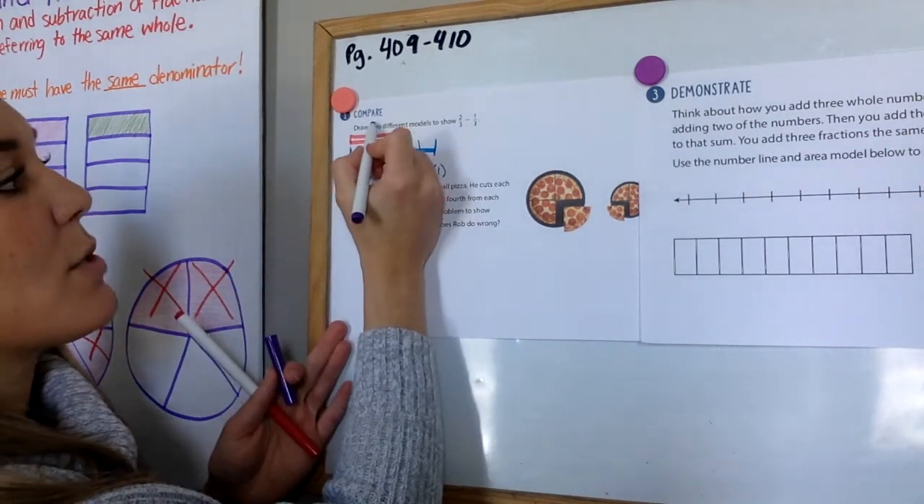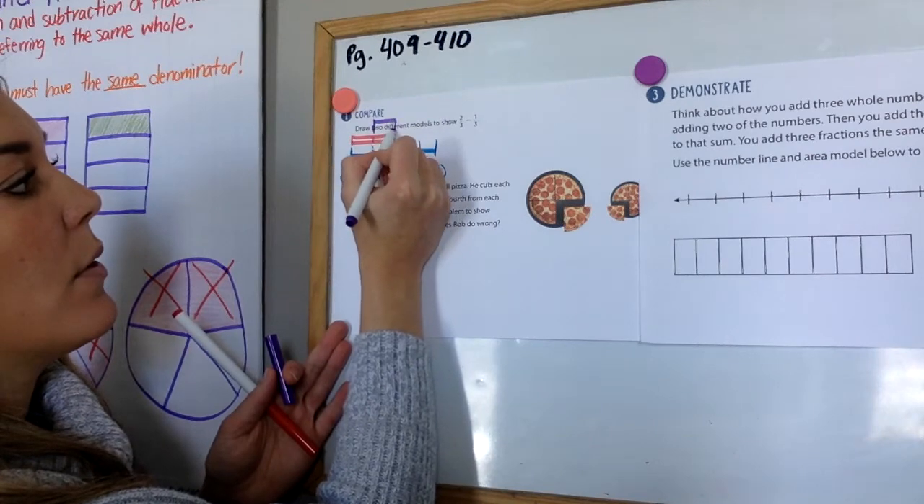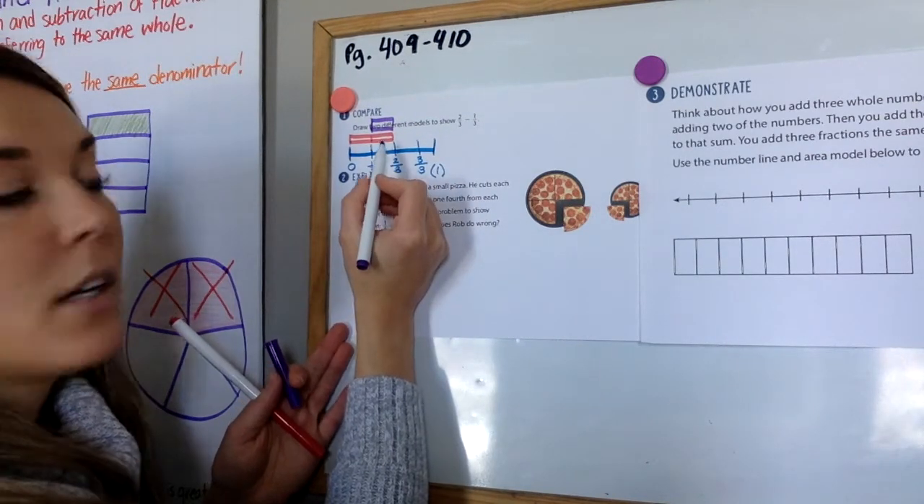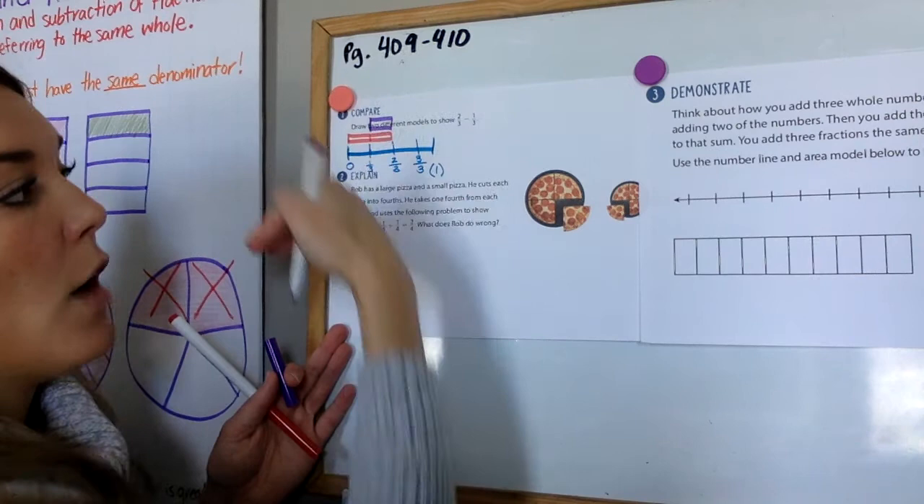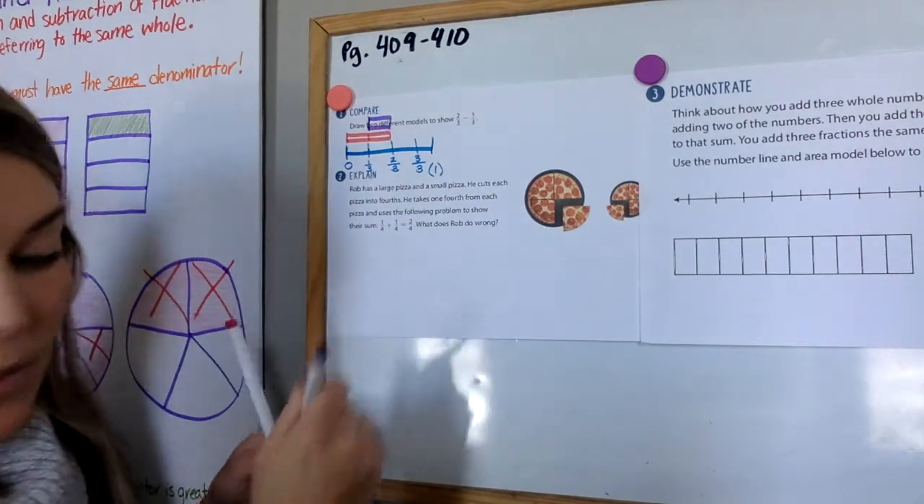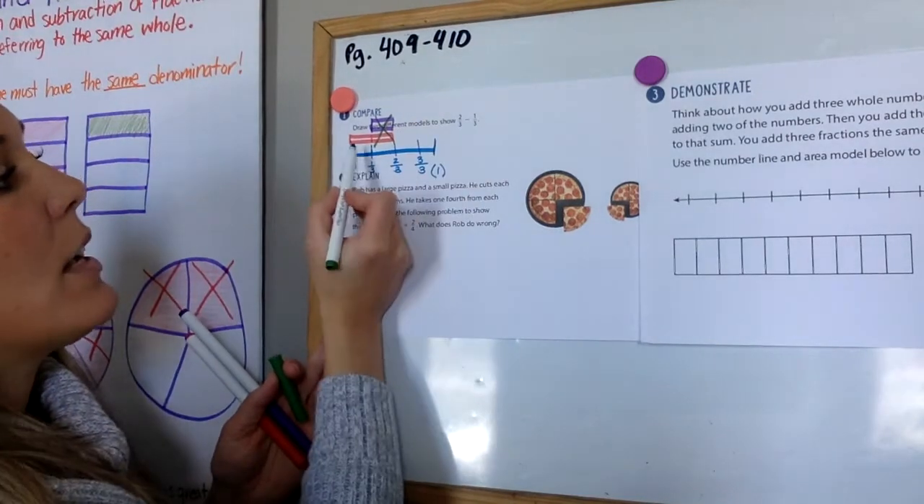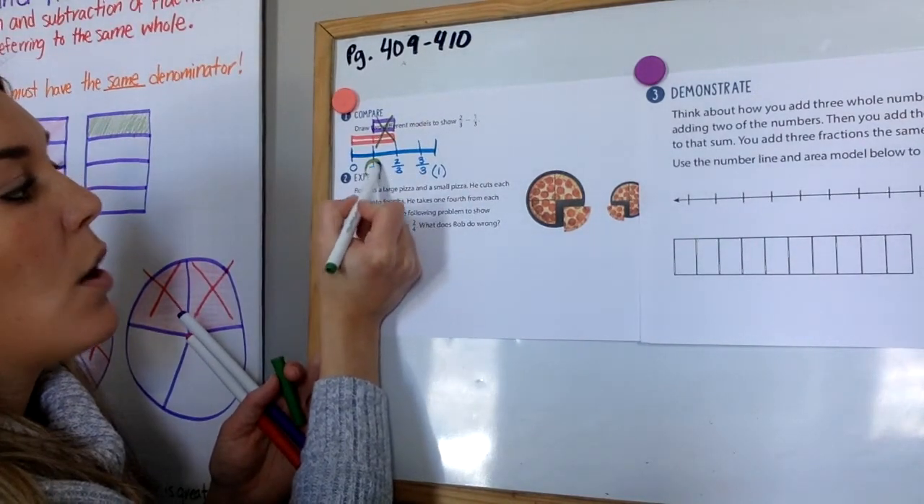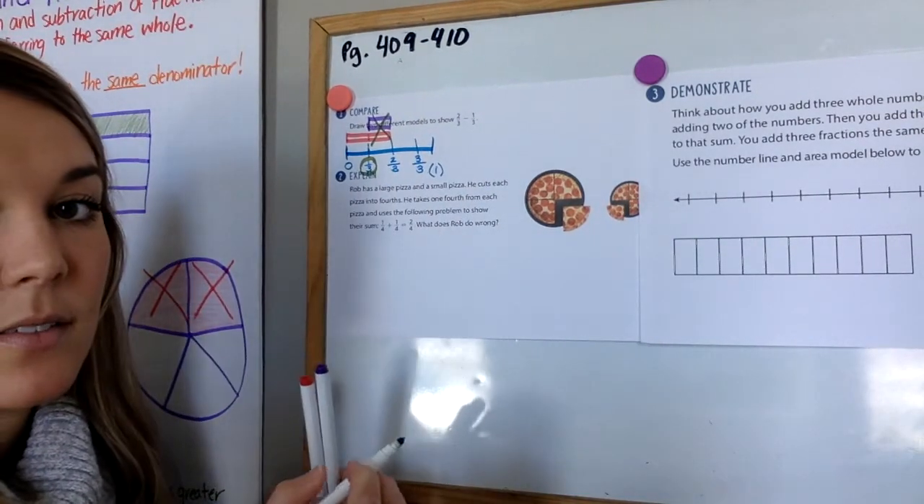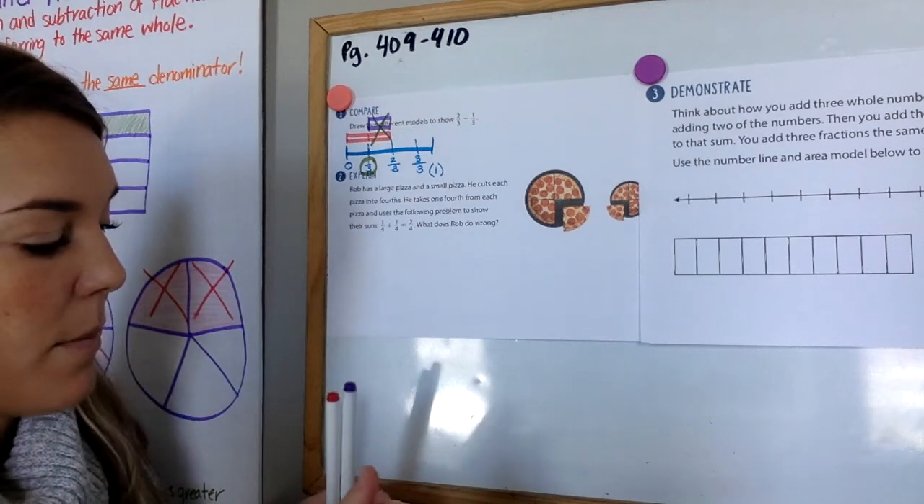So I'm running out of space. I'm just going to kind of overlap this. I have 1/3, right? That's going to come off of it because I'm subtracting. So that means that those two cancel each other out. And my answer would be 1/3 remaining, right? So that's using a number line.